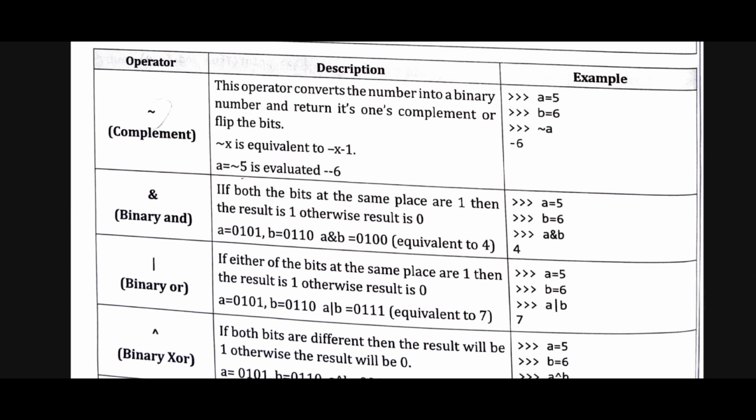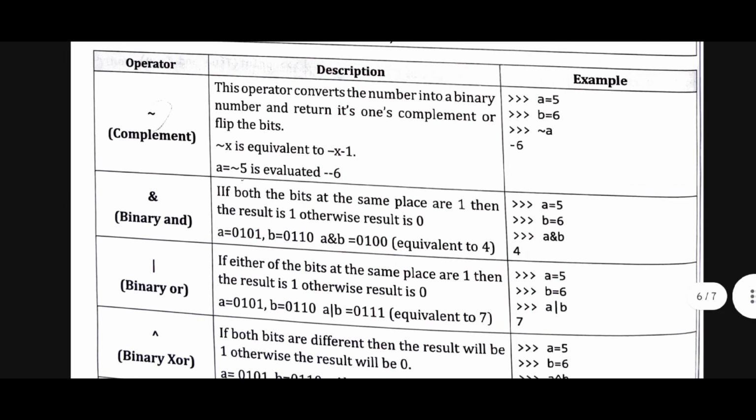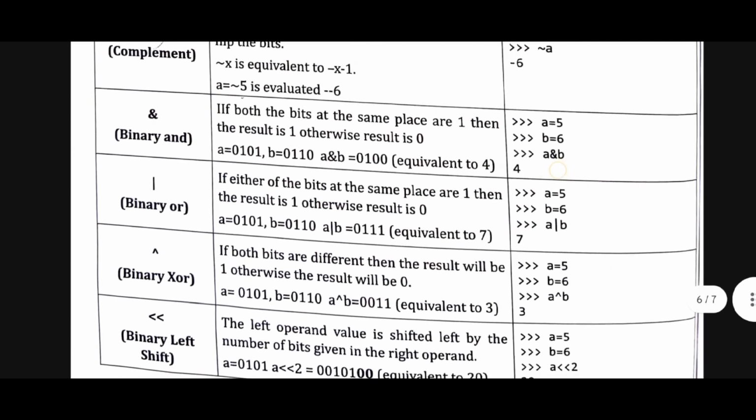So binary and operator, a is equal to 5, b is equal to 6, a and b. Converting a to a binary number, it is 0 1 0 1 and 6 is 0 1 1 0. So now we have to convert the numbers into ones inverse. By converting that, the a value will become 1 0 1 0 and the b value will become 1 0 0 1. When we add both of them, we'll get the value as 0 1 0 0. So the equivalent value of 0 1 0 0 is 4.